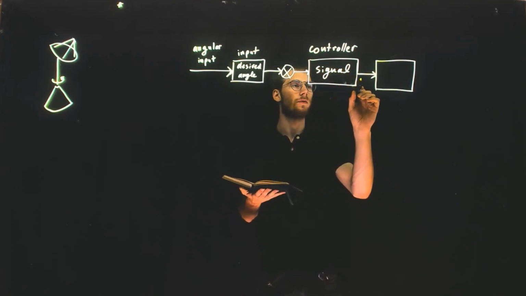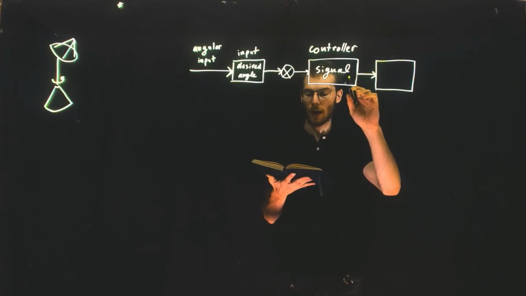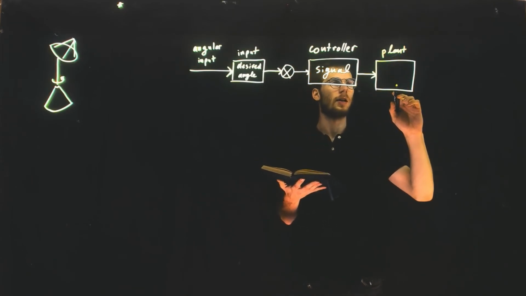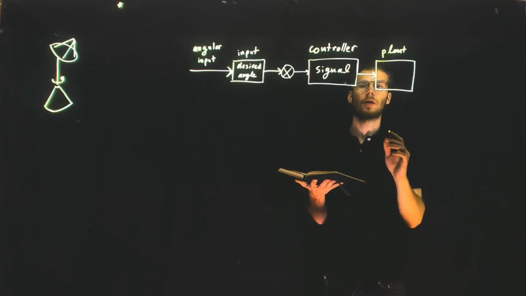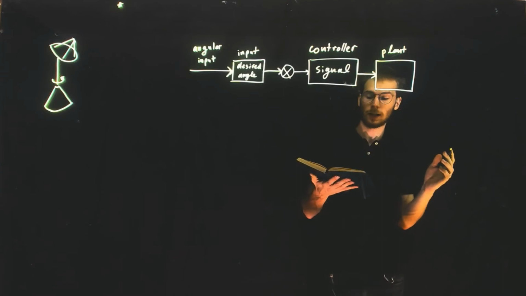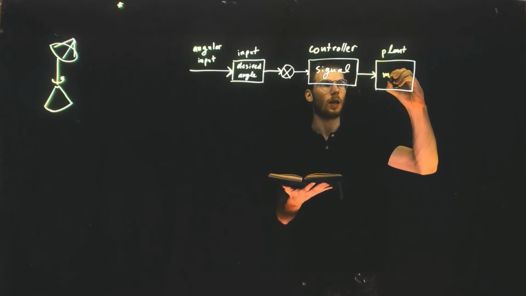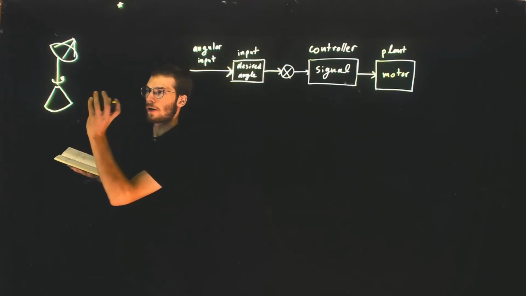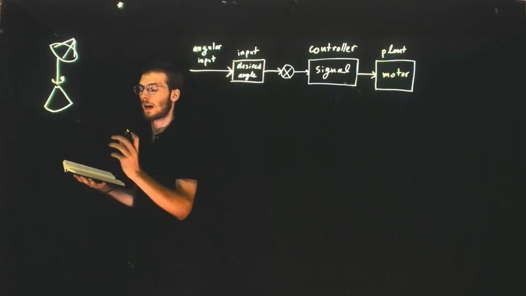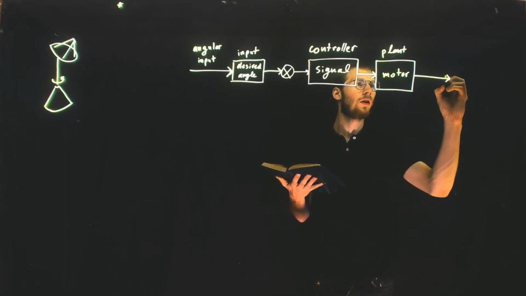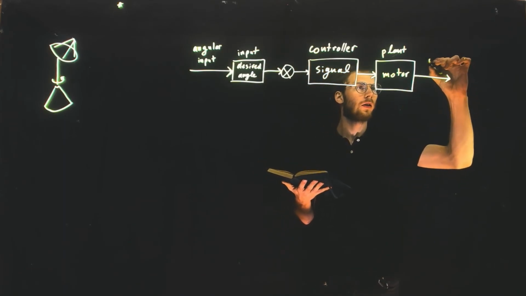So that signal in the form of a voltage would be sent out of the controller and into the plant. And the plant is, in control systems, the part of the control system that is typically being mechanically acted on. So in this case, it would be a large motor. And this is the motor that would actually turn the satellite about that axis. And then outside of that, we would have our output angle.